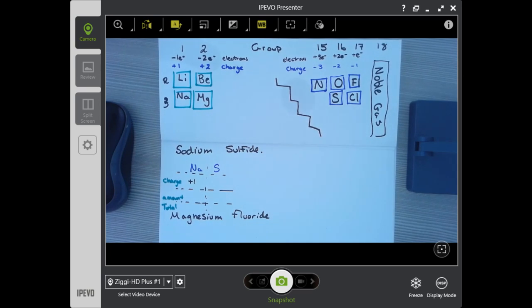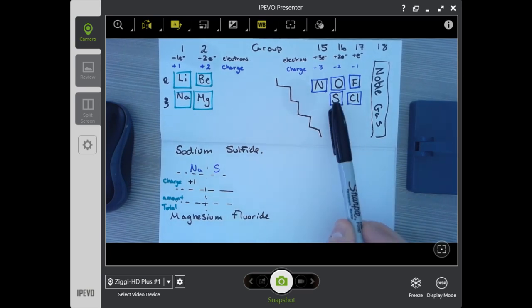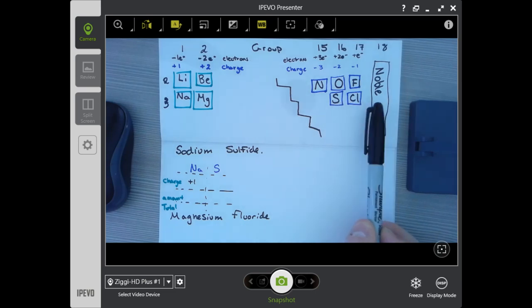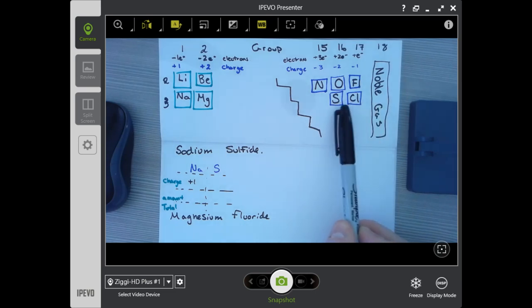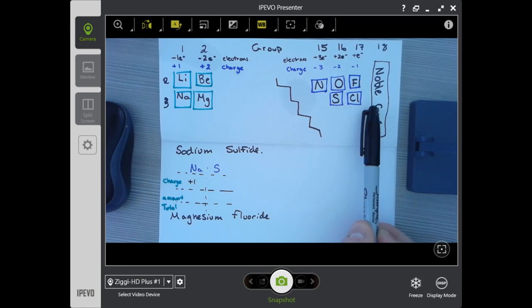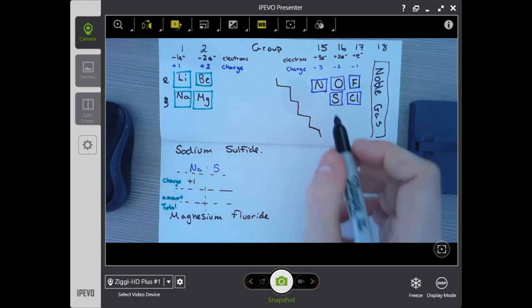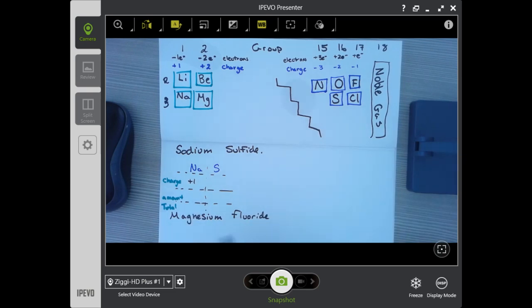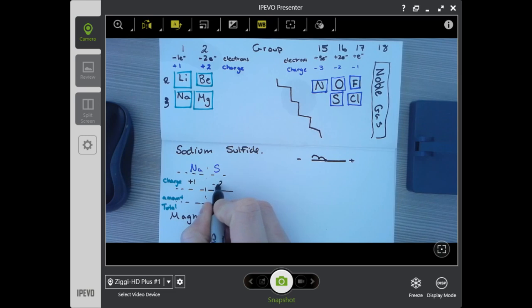But we could take a look at sulfur. Okay, sulfur's in group 16. It's 2 away from group 18, the noble gases. So in order for this to become stable, we need to gain 2 electrons. Okay, so if we gain 2 electrons, if we gain 2 negatives, we're actually going to go back to negative, right? So it'll be -2 will be our charge.